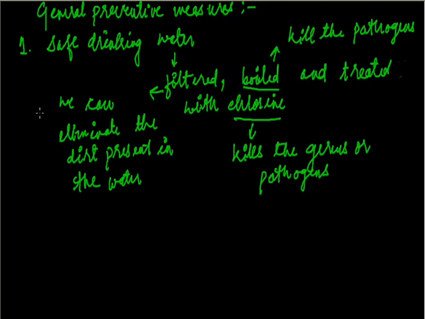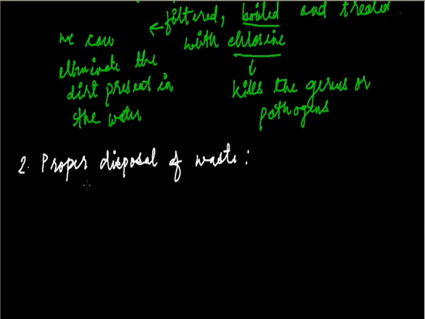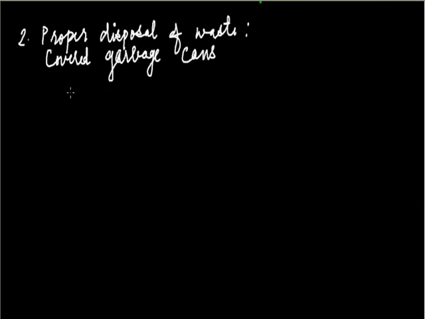So if we want to avoid diseases, we should take safe drinking water that is filtered, boiled or treated with chlorine. Second is the proper disposal of waste. Garbage cans should be covered so that disease does not spread by carriers, because houseflies spread disease from dirty places to clean places. The sewage drains should also be covered.